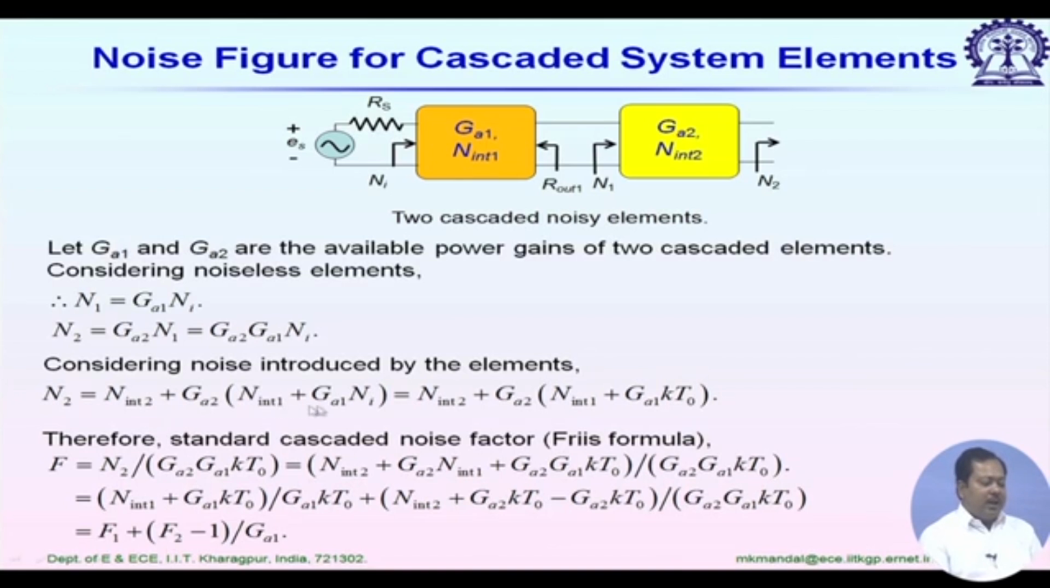N2 we already calculated in the previous one: N internal 2 plus GA2 N internal 1 GA2 GA1 KT naught divided by GA2 GA1 KT naught. So if I consider the first two terms, N internal 1 and GA1 KT naught, GA2 cancels out. Sorry, we are considering the second and third term.